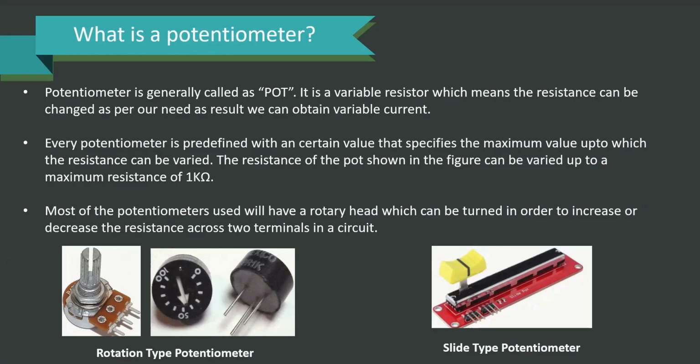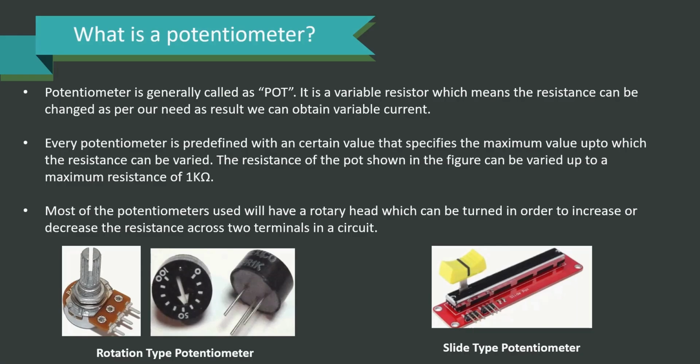We will learn about the potentiometer right now. What is a potentiometer? A potentiometer is commonly regarded as a pot. It is a variable resistor, which means that the resistance can be changed as per the requirement and we can obtain a variable current based on the movement that we give. Based on the tuning, we can get the variable current is the point.